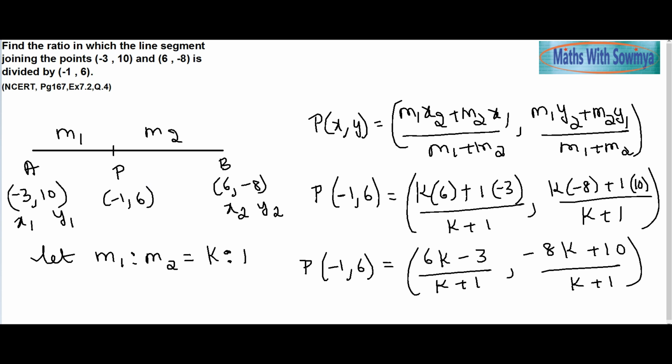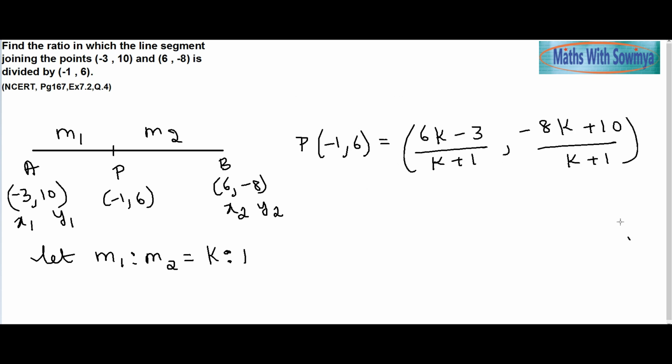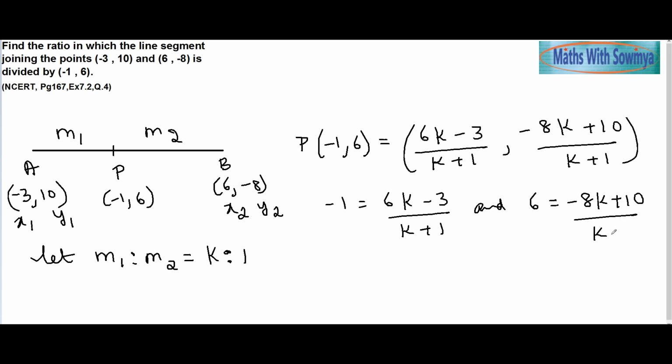Just equate the values of X and Y here. That's it. We get the values. So, how do we do this? So, this is what we have. Value of X, this is minus 1, is equal to 6K minus 3 by K plus 1, and value of Y is minus 8K plus 10 by K plus 1. We just find the value of this here.